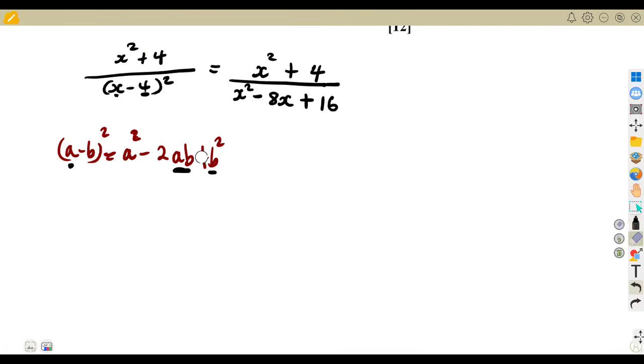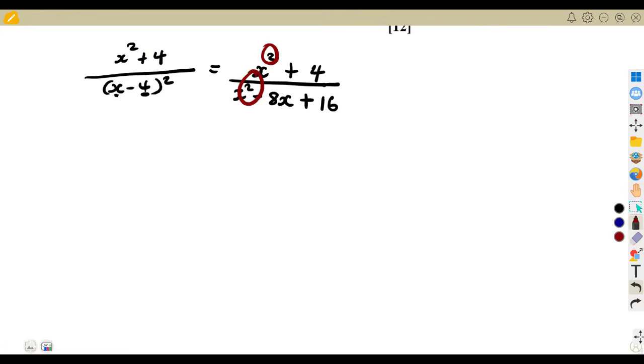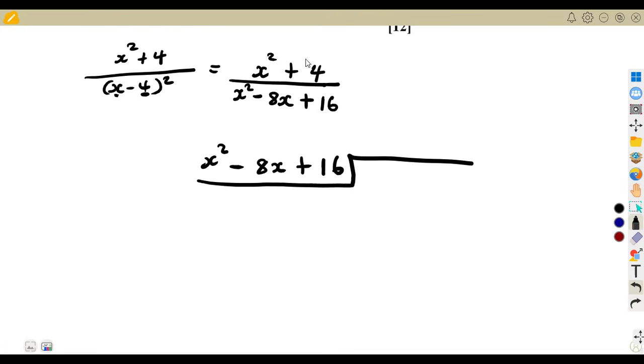If you have expanded this, you can properly see that the numerator and the denominator have the same exponent. This is 2, this is 2. On that condition, you're supposed to apply long division when they have the same degree, or if the numerator has a higher degree than the denominator. So we are back to our long division. That will be x squared minus 8x plus 16 into the numerator, which is x squared plus 4.